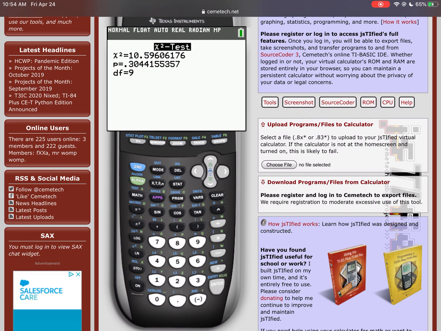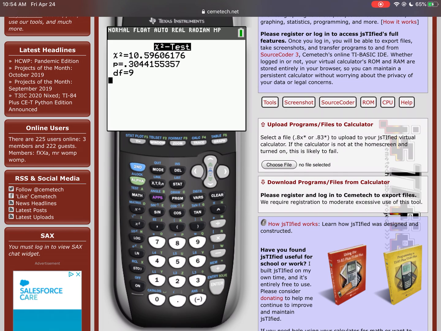Now keep in mind, if this was a z-test statistic, 10 would be huge, but on a chi-squared with 9 degrees of freedom, this actually is not a huge test statistic at all. The p-value of 0.3044 is considered quite large, which means that the result is not statistically significant. We do not reject the null hypothesis, and that means that the two variables are independent, or at the very least, we have evidence to support that the two variables are independent of each other.